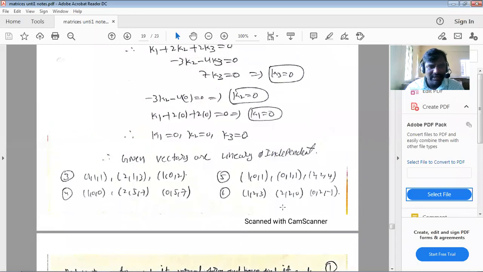If we check it, which of them are linearly dependent or independent? May I know if anyone can do the third problem now? 111, 213, 102. Just check whether it is linearly dependent or independent. Please, can you do it now? 111, 213, 102. First, tell me the answer. After 2 minutes, I will ask for the answer.